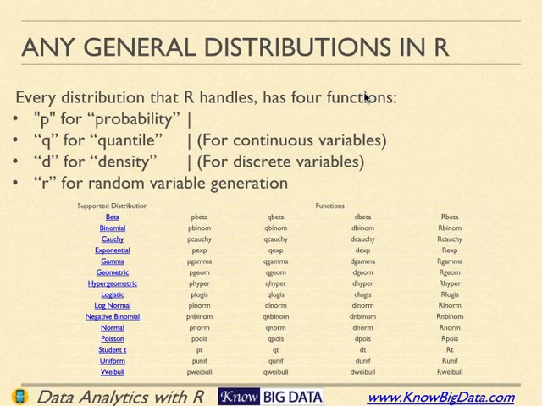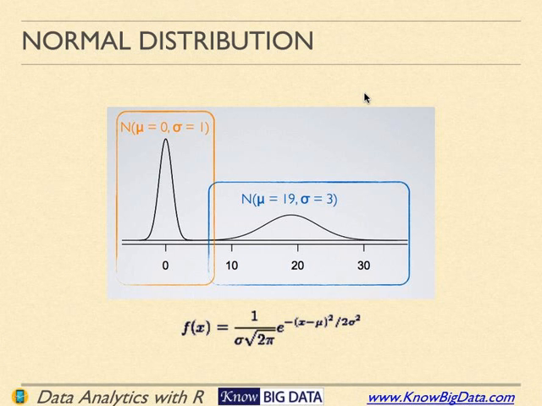For each of the distributions, there are four kinds of things that are provided. First, given a value on x, give me the probability, that is pnorm. Given a probability, give me the value, that is qnorm. Then d is density, which is for a particular range, and r is for random variable generation. If you want to generate random variables which fall into a normal distribution, you can use rnorm.